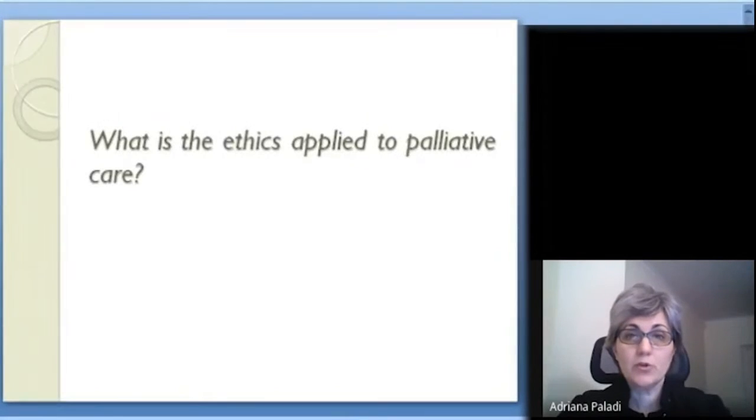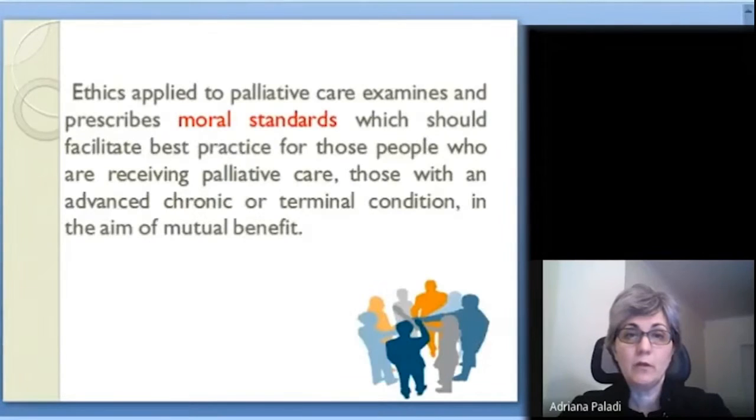The first question is, what is the ethics applied to palliative care? And one very general aspect of this, let's say that the ethics applied to palliative care examines and prescribes moral standards which should facilitate best practice for those people who are receiving palliative care, those with an advanced chronic or terminal condition, in the aim of mutual benefit.